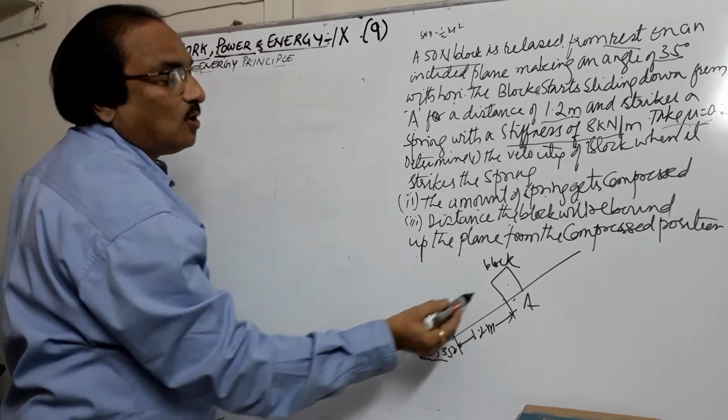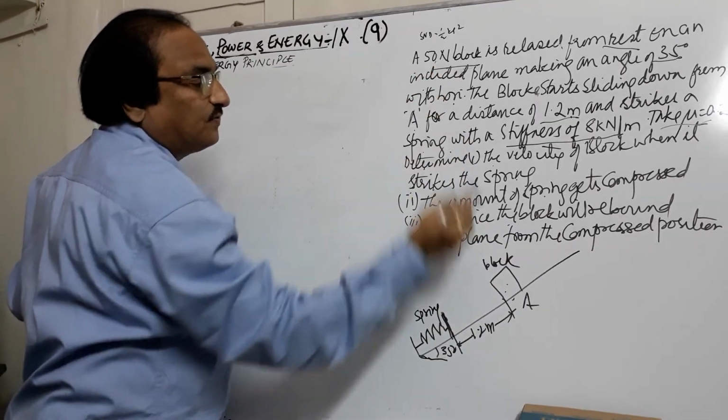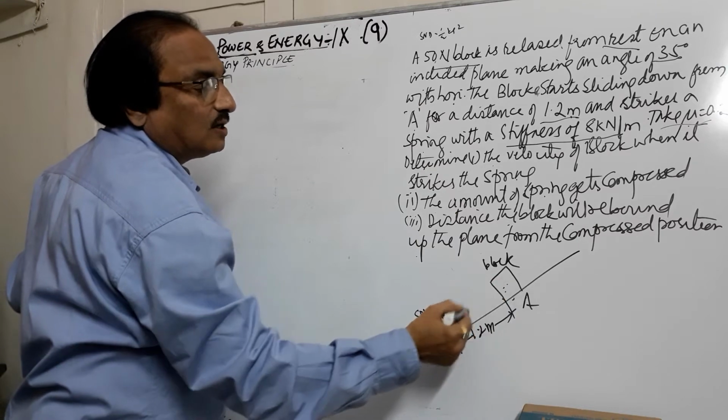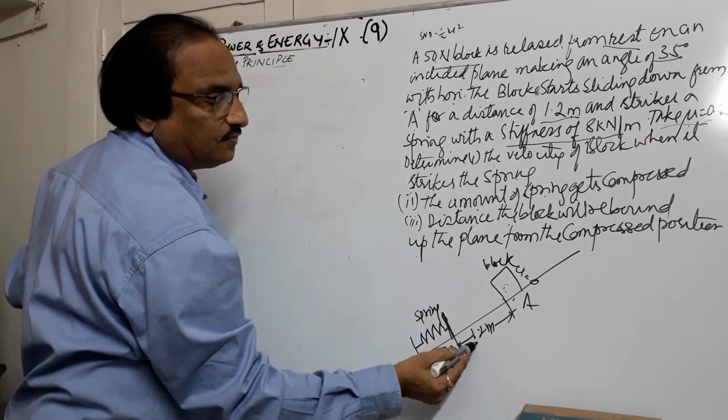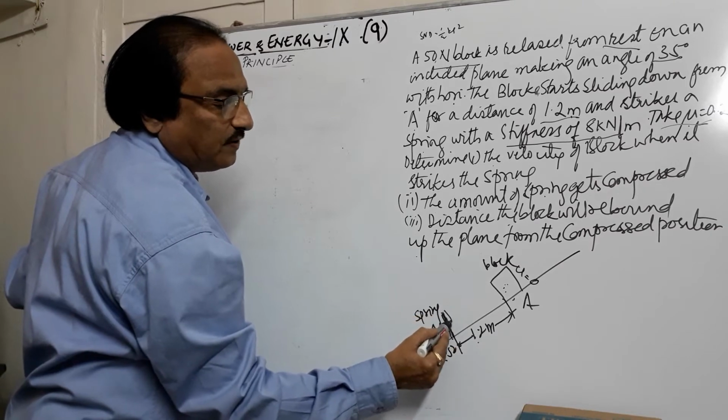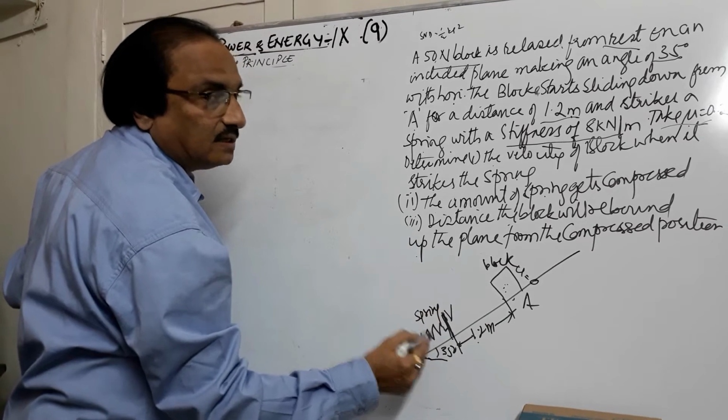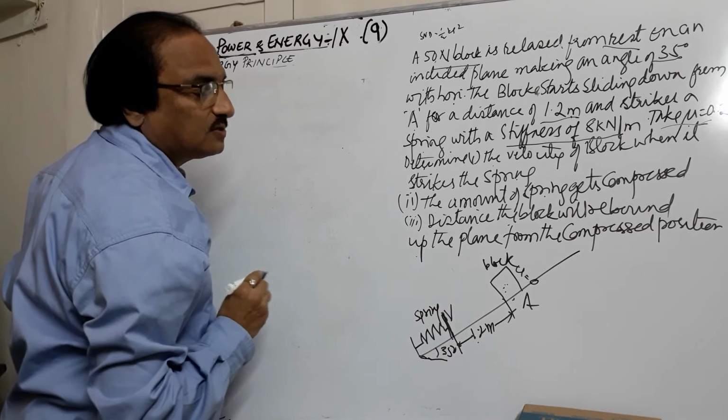So here this is a block. The weight of this block is 50 Newton. It is sliding down with the initial velocity of 0. It will move down by a distance of 1.2 meter. You are required to find out the velocity with which it will strike the spring. So we will do this first part.